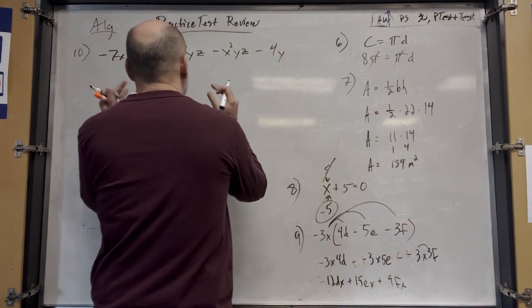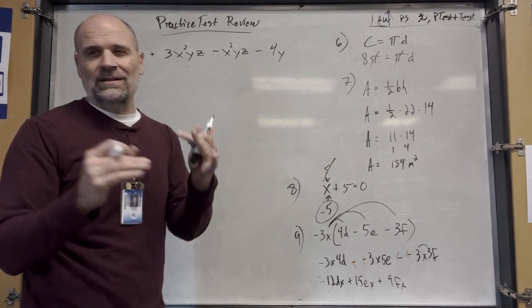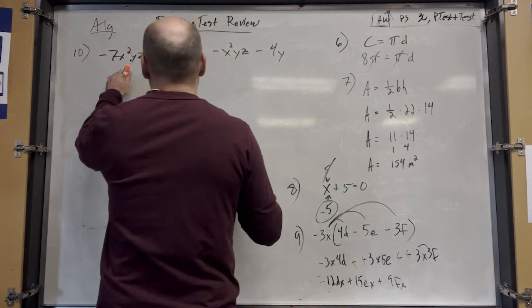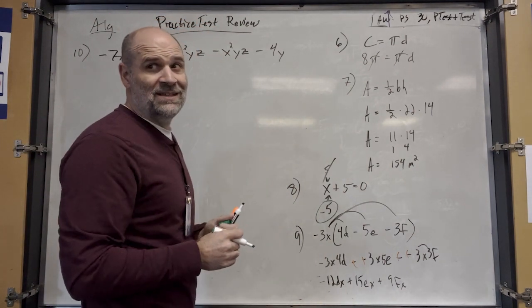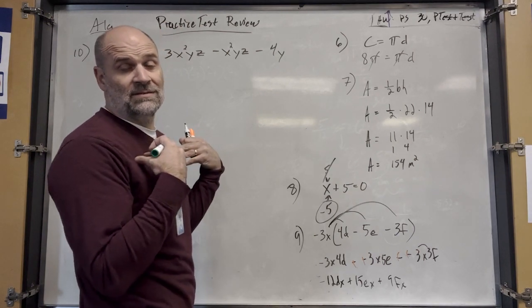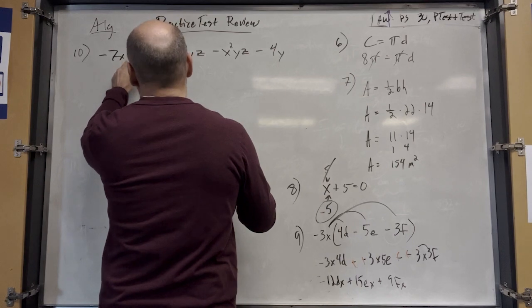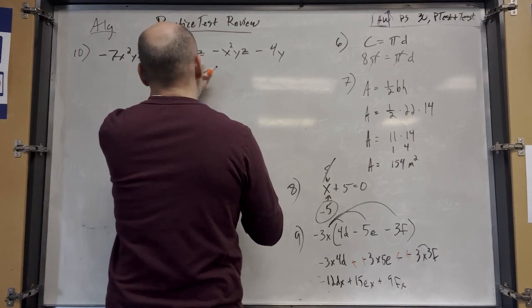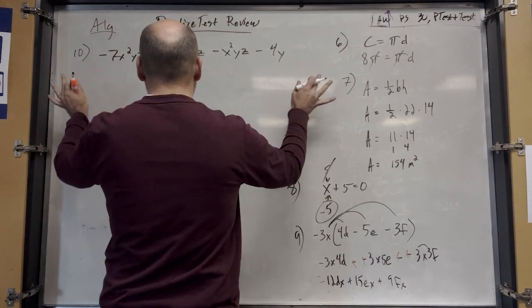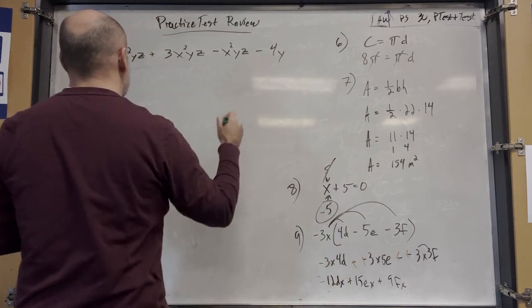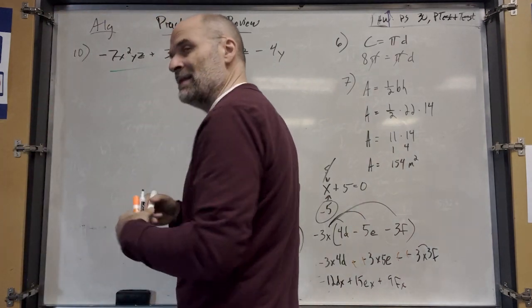Okay, now I'm just gonna double check because my dyslexic mind doesn't like these problems. If I see an x squared yz and an xy squared z, those look the same to my dyslexic mind, okay? But these are both, the x has a 2, the y has nothing, and the z has nothing. So all three of these are like terms, so I'm gonna add them together, combine them together.